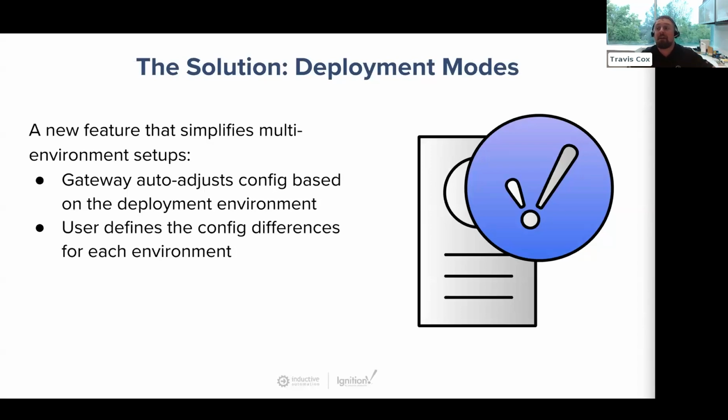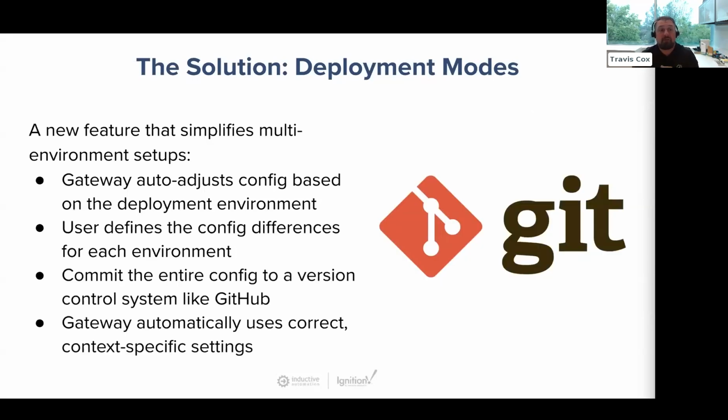You can define those environments and you can specify resources that are specific to each of those environments, as well as, of course, resources that are common to all those environments. So it's a really incredible feature that just simplifies this process and makes it really safe to move from one environment to another. Another major benefit is that it allows developers to commit the entire configuration, including all environment-specific settings, to a version control system like GitHub, and apply the same configuration to multiple gateways in a safe and reliable way.